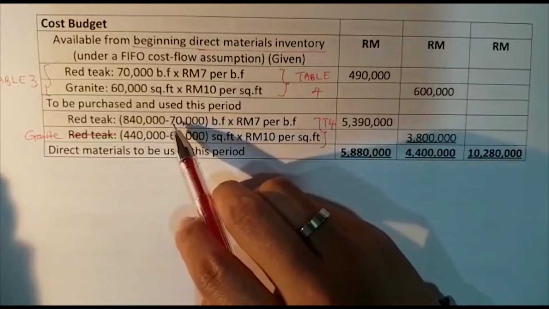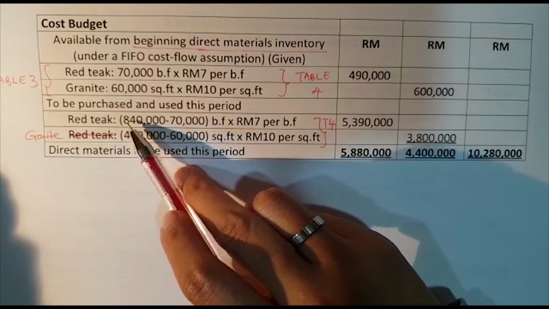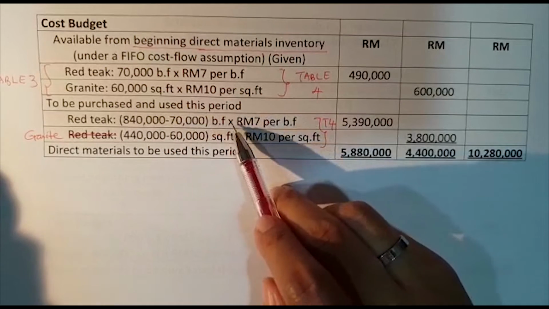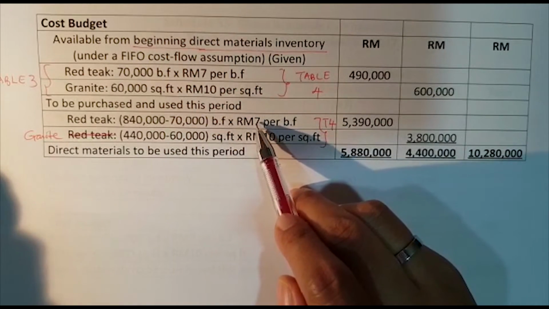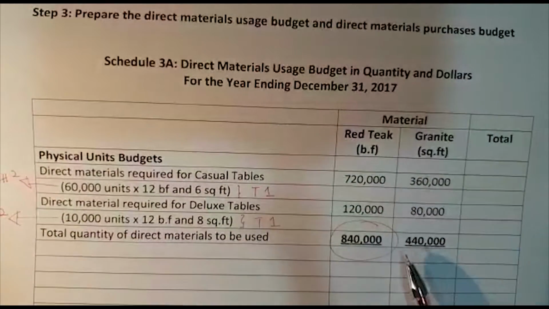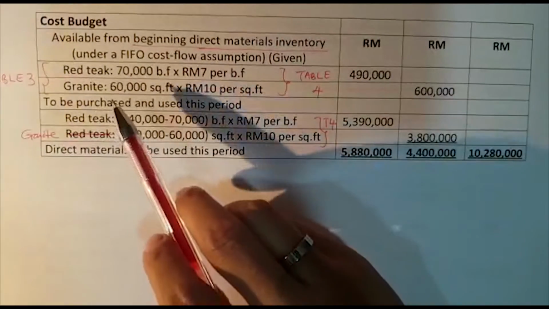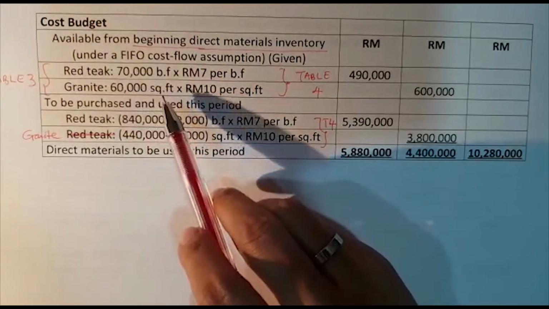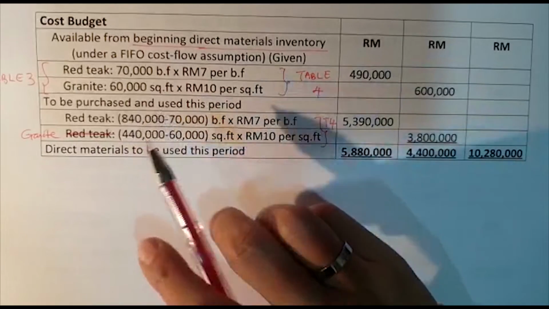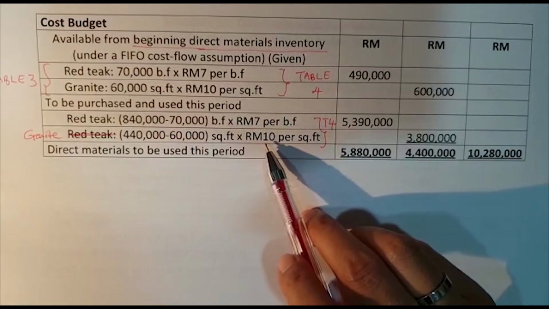Okay, and we already have 70,000 in the direct material, so we have to deduct this 840,000 with 70,000, and we have to times with the price that we get from table 4. So same goes to granite. In granite we need 440,000 square feet, and we already have in stock as our beginning inventory 60,000 square feet, which means we have to deduct this from our total granite that we are going to purchase, and we have to times this with the price. That is 10 ringgit per square feet.